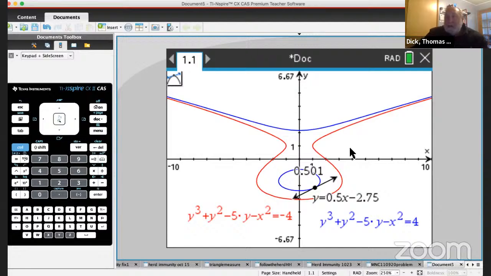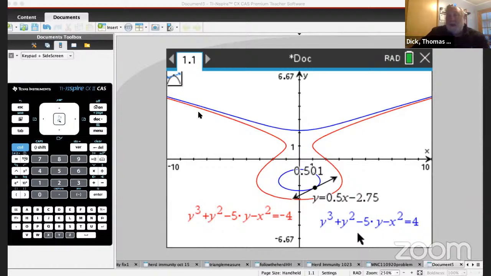Okay. I did want to show some things on the 84 also. People might say, well, implicit differentiation, the TI-84 doesn't even have CAS. You only do numerical derivatives. Can you really do much there? It's surprising how much you can do on the 84. So I'm going to switch over to that.